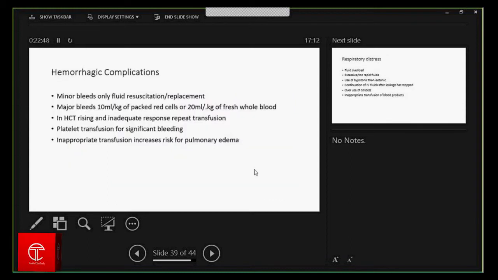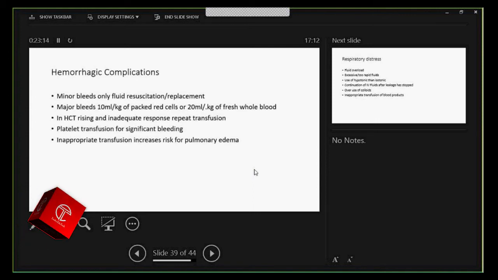So for hemorrhagic complications, with minor bleeds, you don't need to give any blood products, you can give fluid resuscitation and replacement. Major bleeds, you can give packed red cells of 10 ml per kg or 20 ml per kg of fresh whole blood. If the patient is not responding and hematocrit continues to rise, you can repeat the transfusion.